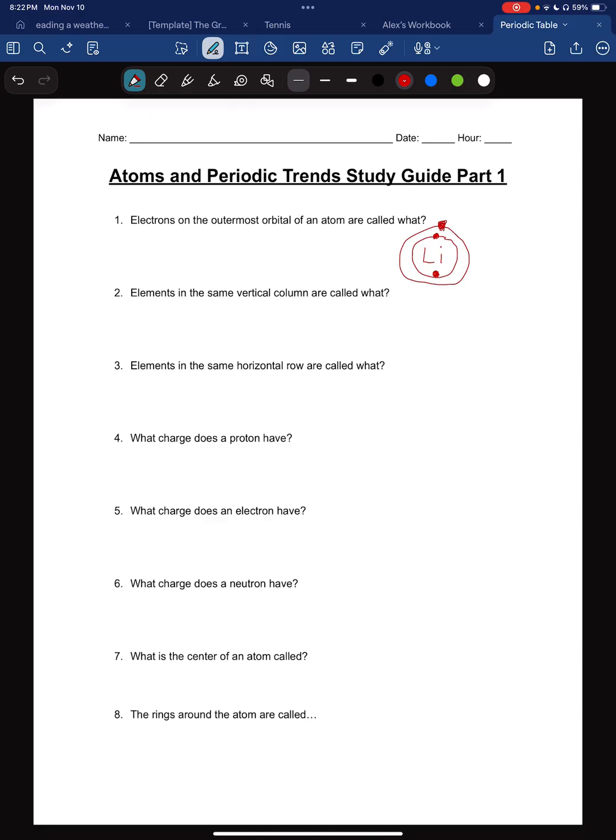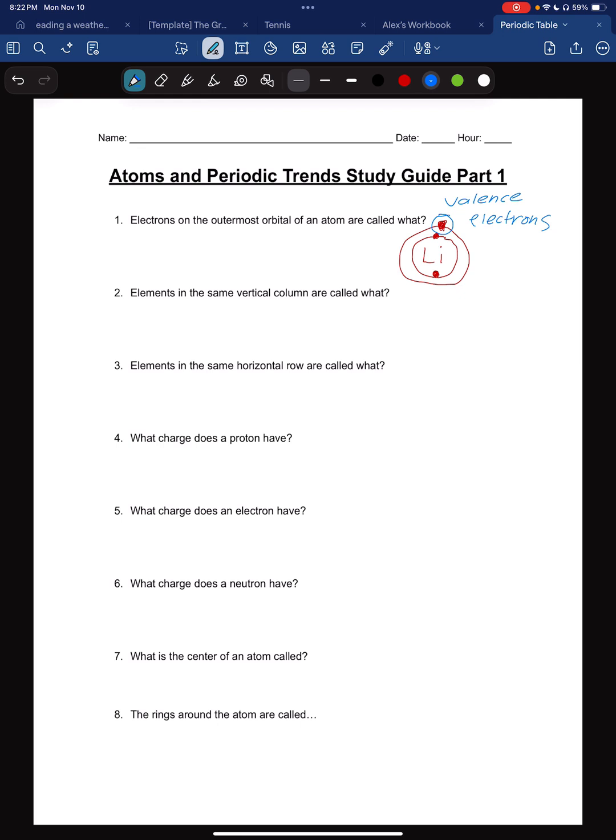Okay. Now, these electrons that are on the outermost orbitals, these guys are important, because this is where all of our chemical reactions occur. So even though we have 3 electrons, it doesn't necessarily matter because the most important ones right now are the ones on the outside, which are our valence electrons, right out here. So these ones are called our valence electrons. Okay, valence electrons are the ones that are on the outermost orbital of an atom.